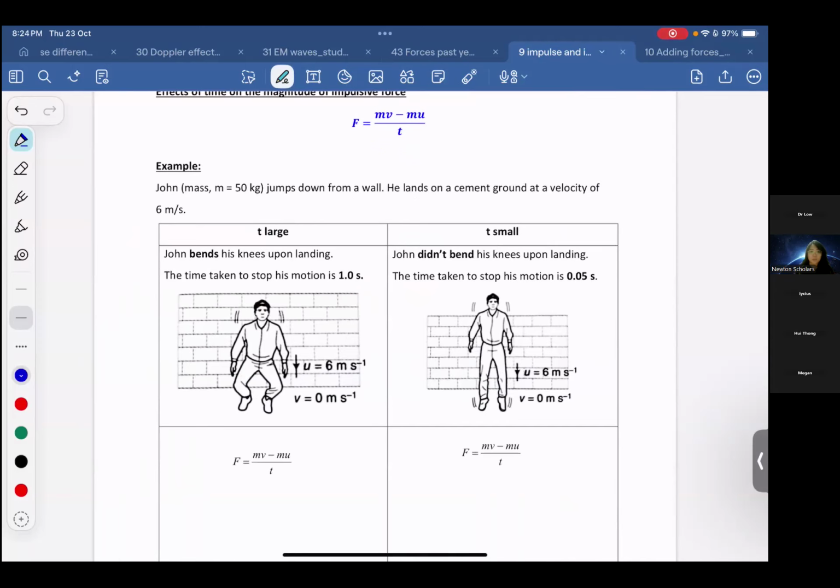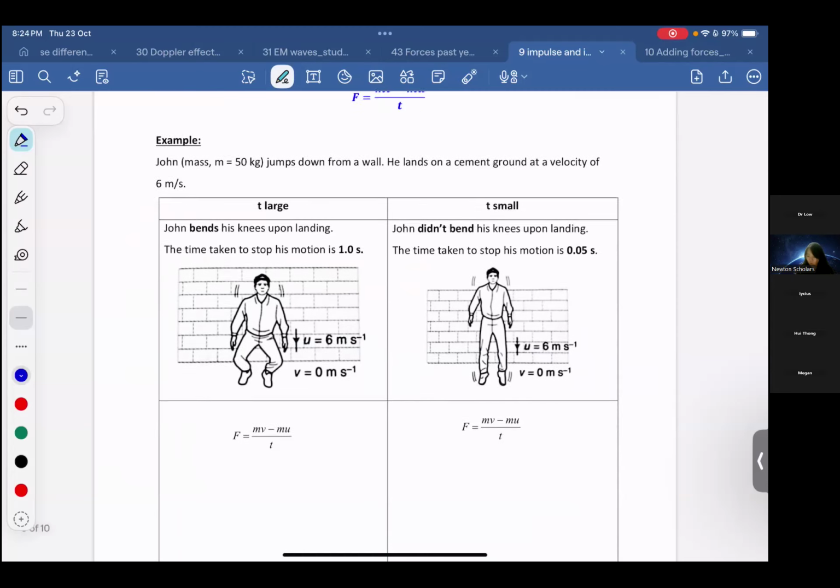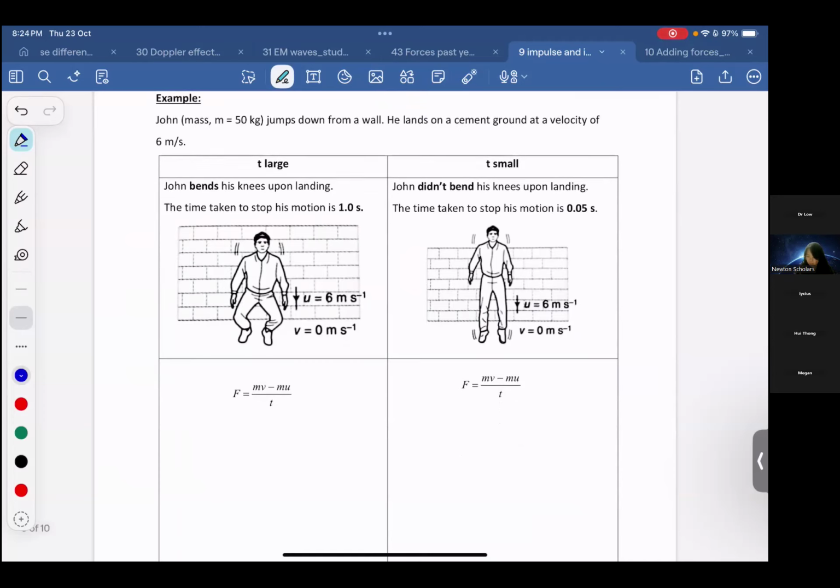Although we didn't learn physics, we automatically know how to save our life. Let's say you are jumping down from a wall, and you land on the cement ground at an initial velocity of 6 meters per second. What is the difference between these two? One is bending your legs, bending your knees. Another one did not bend. If you are jumping, which one are you going to use? Actually, our body knows how to protect us.